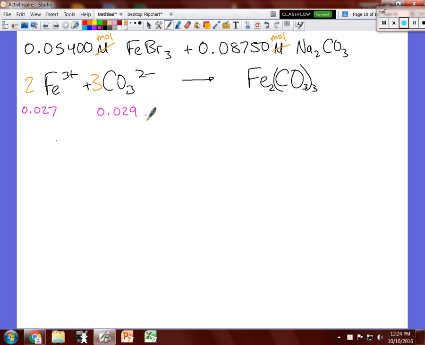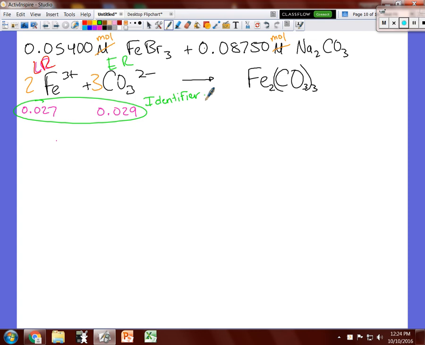Okay, so part 1, that's easy. There's our LR, actually wrong color. This is our LR, and what's our ER? There's our ER. That is these two numbers right here have been divided by the coefficient. This right here is the identifier. Identifier. So real quick, hang on.